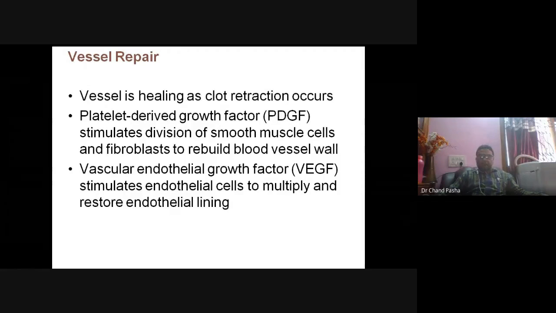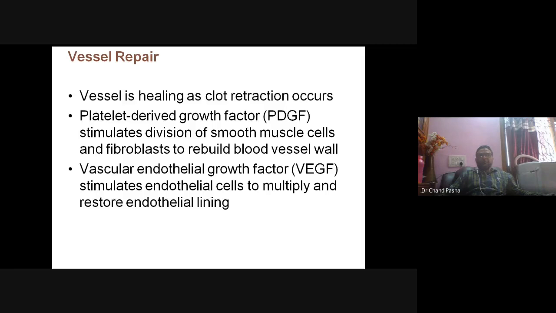Then vessel repair. See, temporarily we try to reduce the blood loss by forming the blood clot. Simultaneously, you need to do the blood vessel repair also. Whatever the blood vessel is there, it has to be repaired after the blood clot process. Here, there is a platelet derived growth factor, which is called PDGF, which stimulates the division of smooth muscle cells and fibroblast cells to rebuild blood vessel cells.